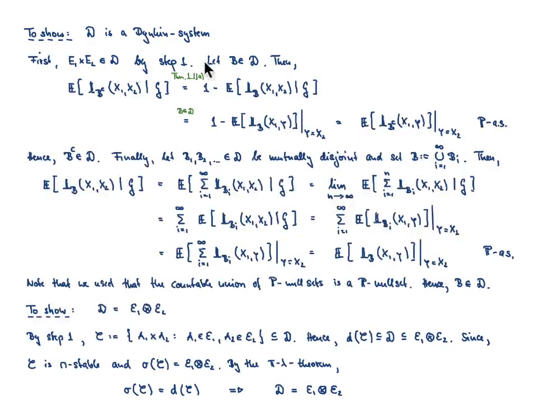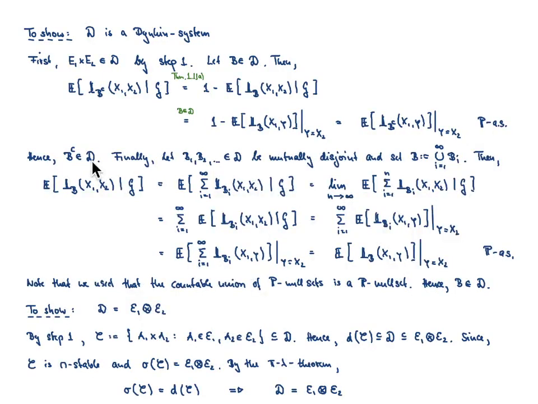And this whole equality holds true P almost surely. So in that way, we have proven that also B complement is contained in the set calligraphic D.